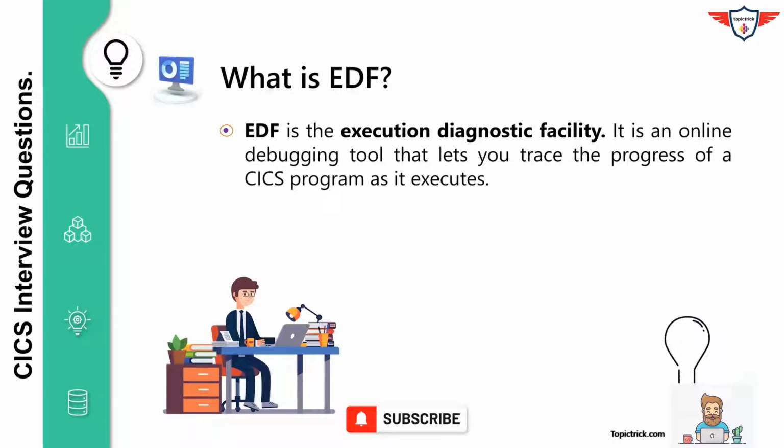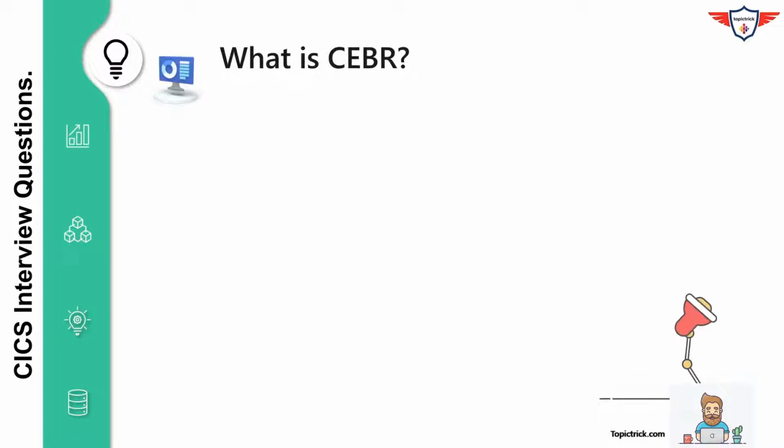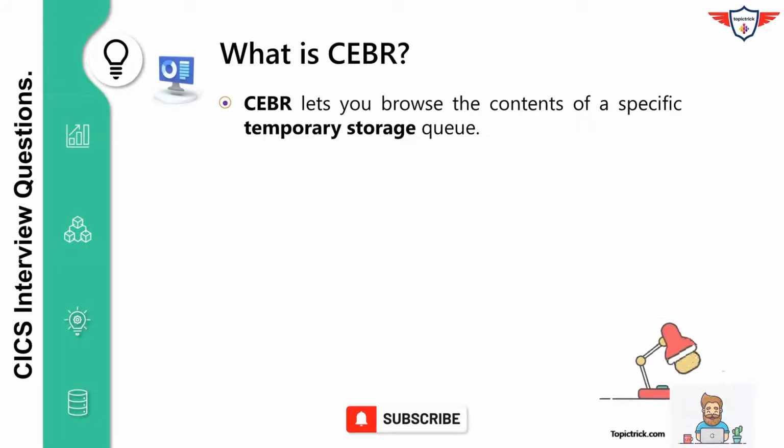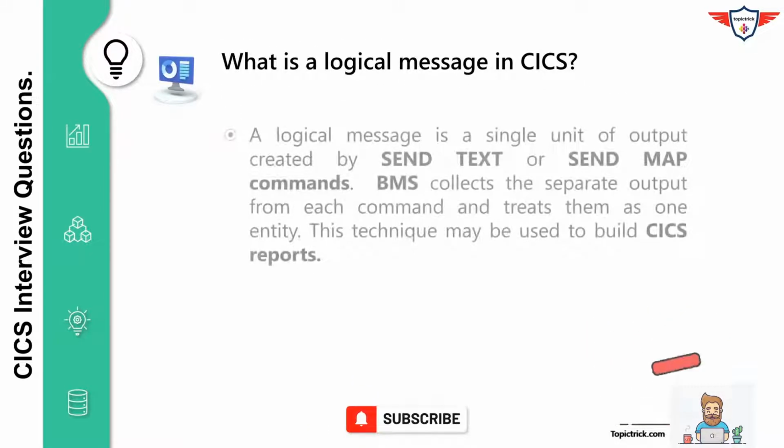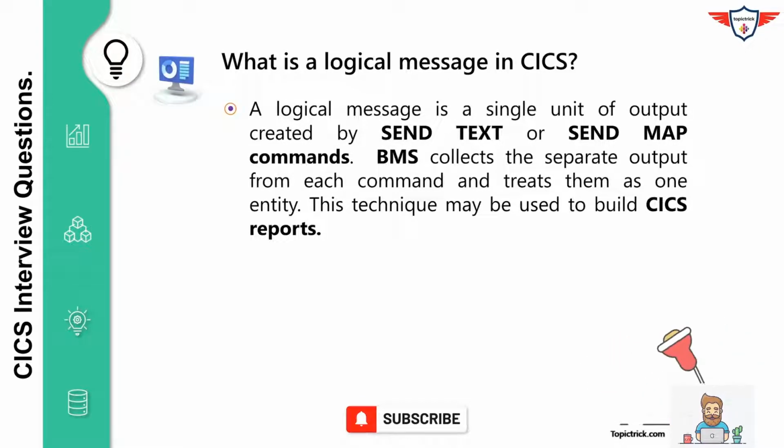It is an online debugging tool that lets you trace the progress of a CICS program as it executes. What is CEBR? CEBR lets you browse the contents of a specific temporary storage queue. What is a logical message in CICS? A logical message is a single unit of output created by SEND TEXT or SEND MAP commands. BMS collects the separate output from each command and treats them as one entity. This technique may be used to build CICS reports.